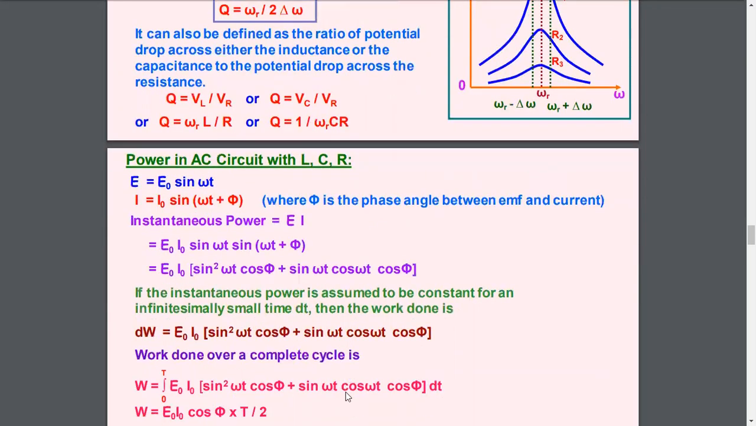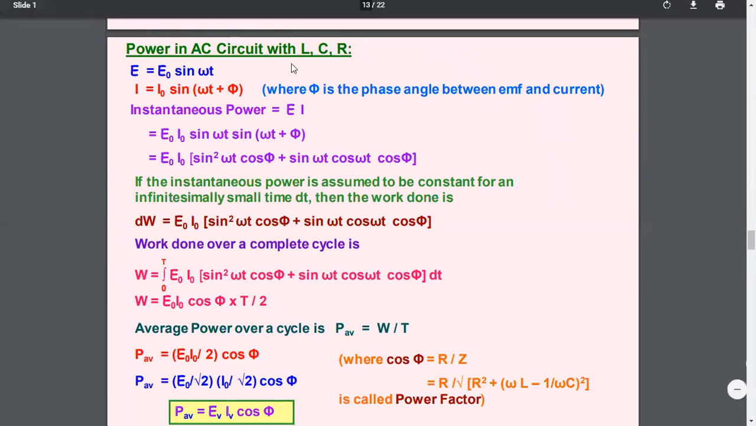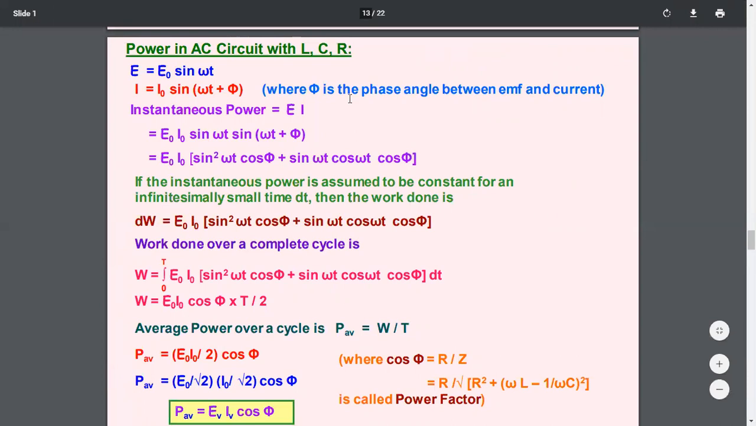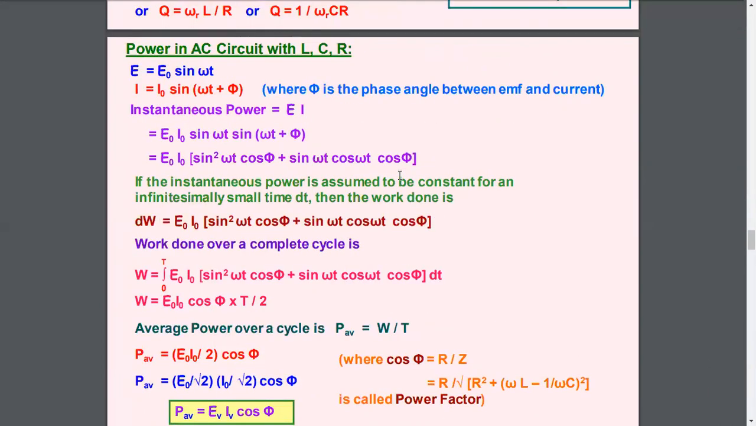Okay. Now we are going to discuss the power in an AC circuit, across the LCR circuit. So we discuss here power across the LCR circuit. As we know, the alternating EMF supplied by the AC source is given as E equal to E naught sin omega t. Say this is equation 1.